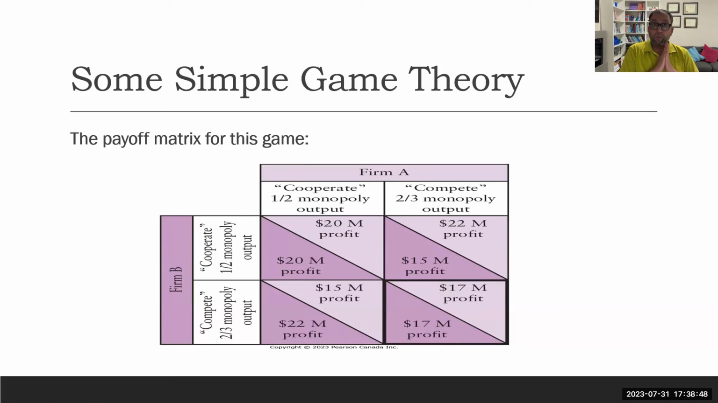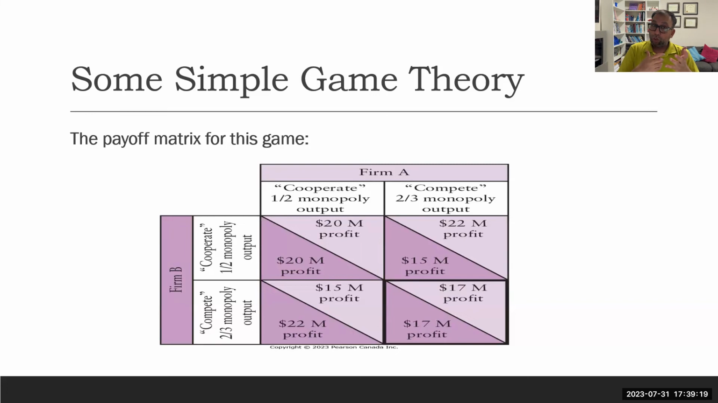Both the firms are going to cooperate because 20 million, 20 million. But think like this, that if firm A knows in advance that firm B is going to cooperate, what is in the best interest of firm A? If firm A knows in advance that firm B is going to cooperate, the best interest of firm A is to compete because by this way, firm A can earn 2 more million. And same is the thinking for firm B.